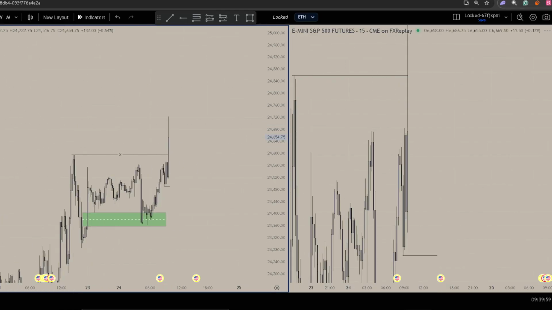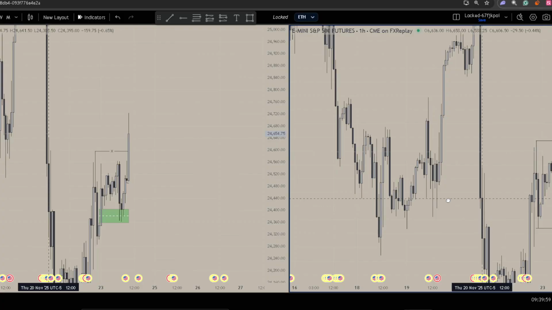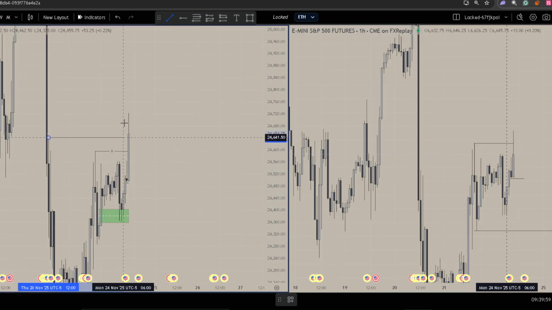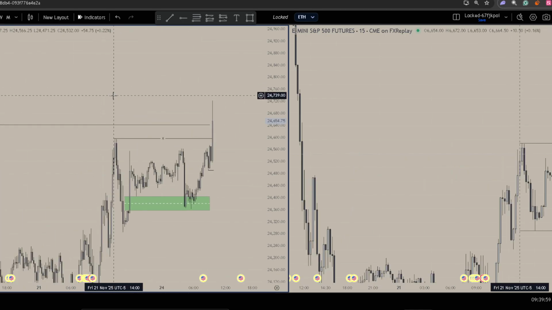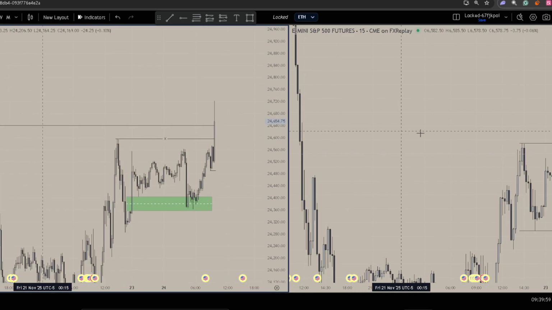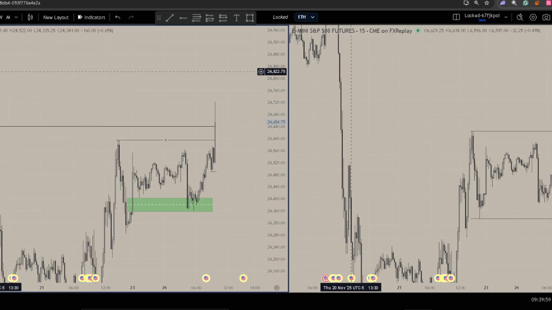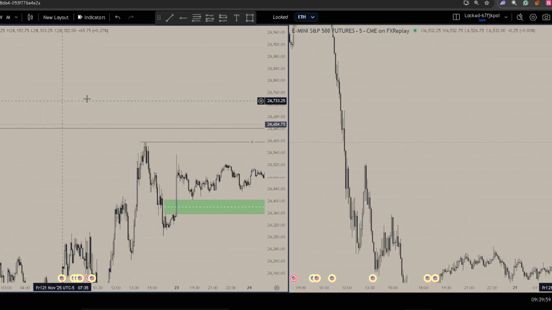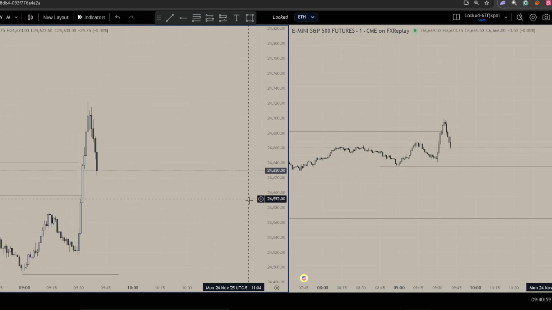Okay, now zoom out to see if we took out any other highs. So zooming out, take out this high. Now zoom back in to see any internal highs we took out. No. Alright, so we let price print.